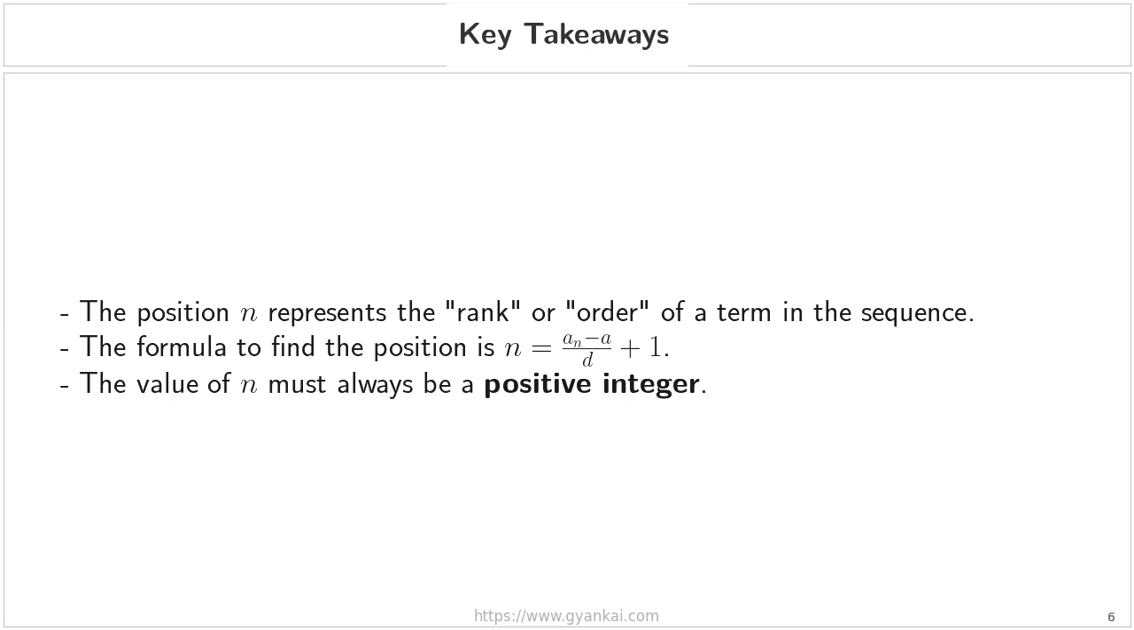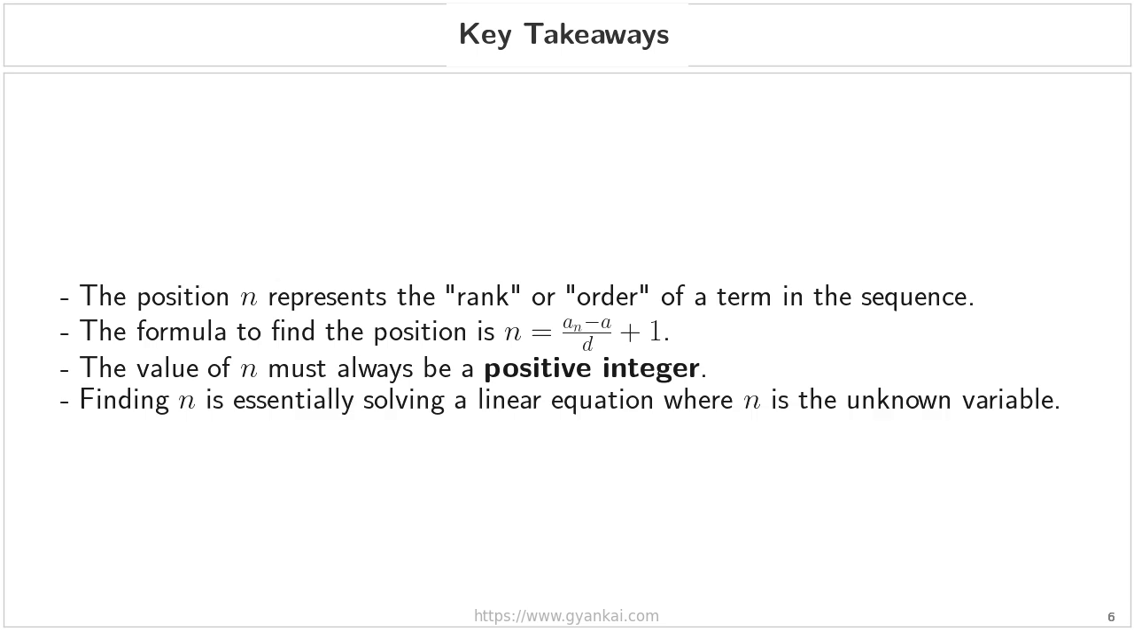Third, and this is a very important check for your work, the value of n must always be a positive integer. Since you can't have a 2.5th position in a sequence, if you calculate a decimal, you'll know immediately that something went wrong or that the value provided isn't actually part of the sequence. Finally, don't let the terminology intimidate you. At its heart, finding n is simply a matter of solving a linear equation where n is your unknown variable. If you are comfortable with basic algebra, you are already halfway there.